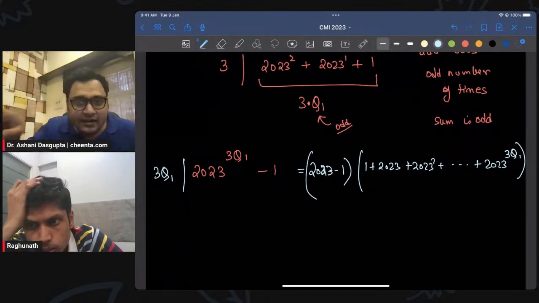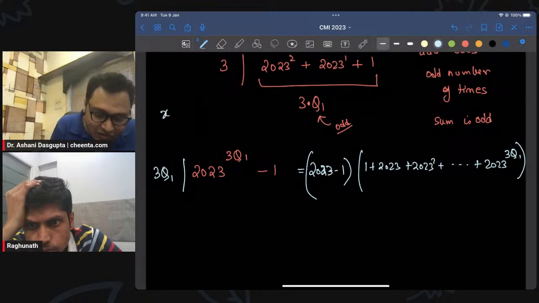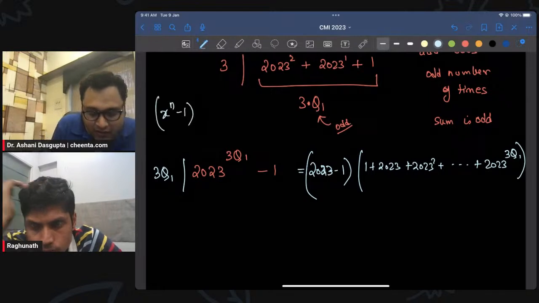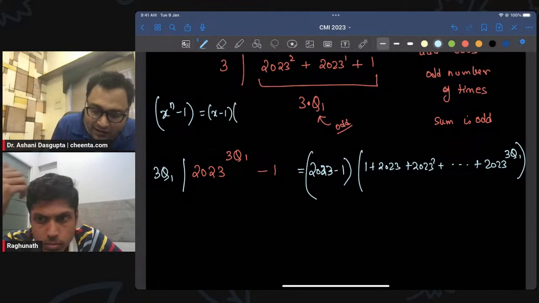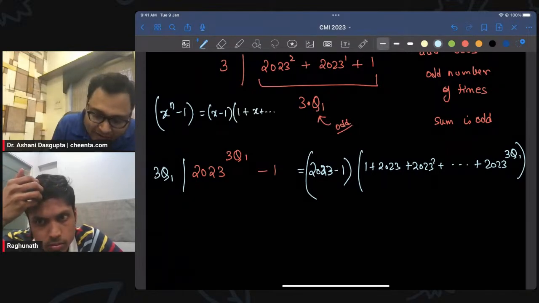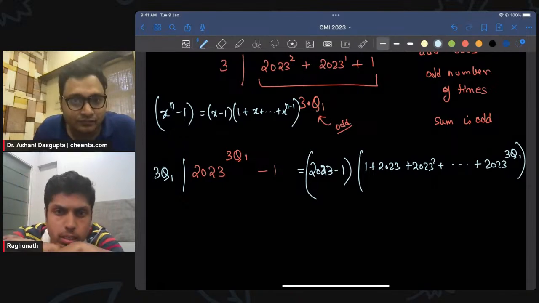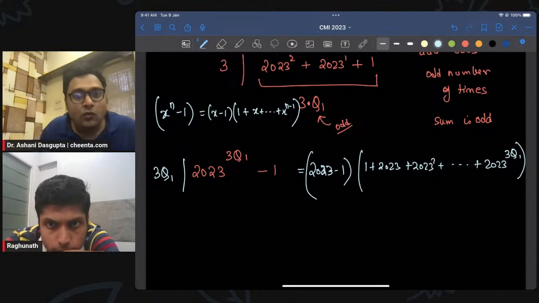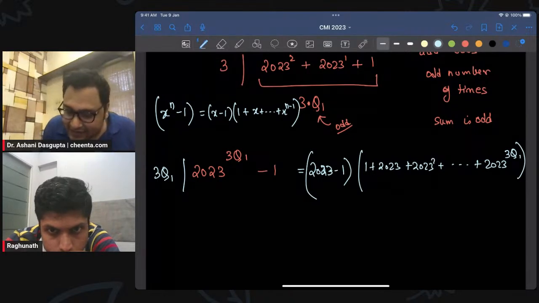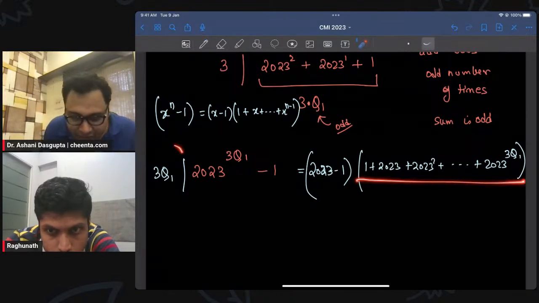So I have written down the entire factorization. This is simply the factorization of x to the power n minus 1, which is x minus 1 times 1 plus x up to x to the power n minus 1. We are using this factorization. Okay. So now what I'll show is that this part is divisible by 3q1.